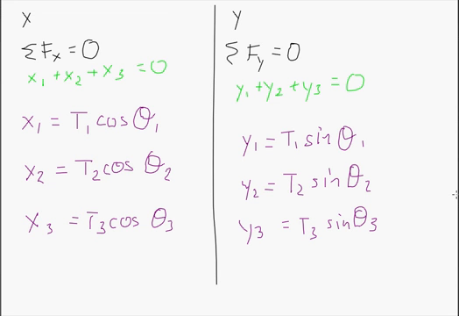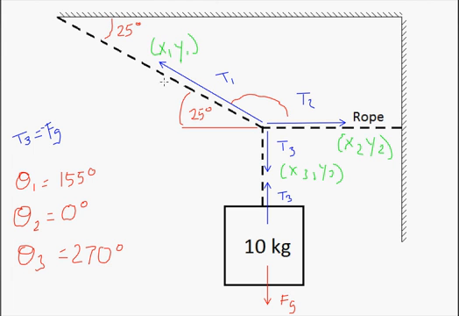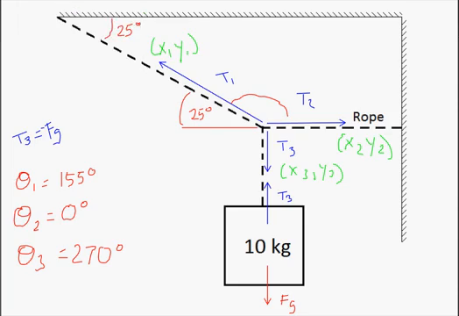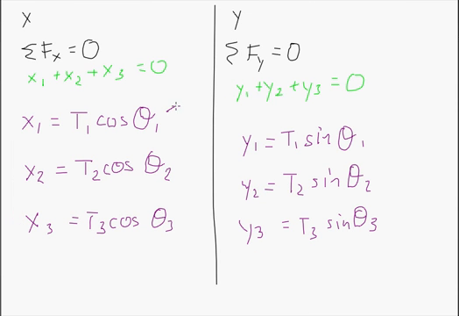Okay, now we've got these formulas. So what are we going to do? Well, you need to plug in the values for these angles. So go back over here. Wherever you see theta 1, you plug in 155. Wherever you see theta 2, you plug in 0. And wherever you see theta 3, you plug in 270. So this is 155 degrees, this is 0, and 270.